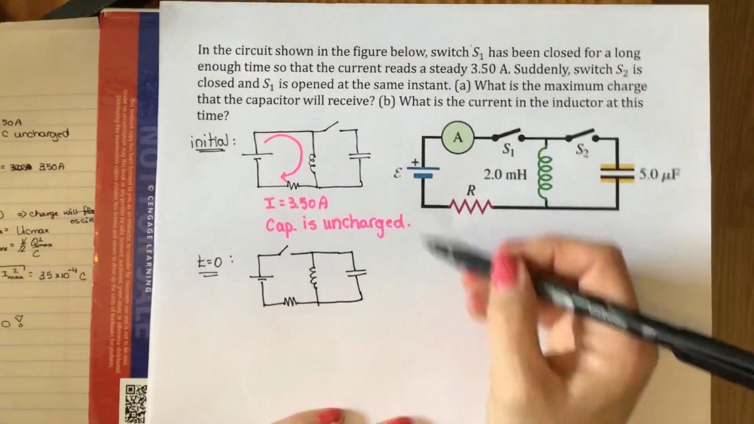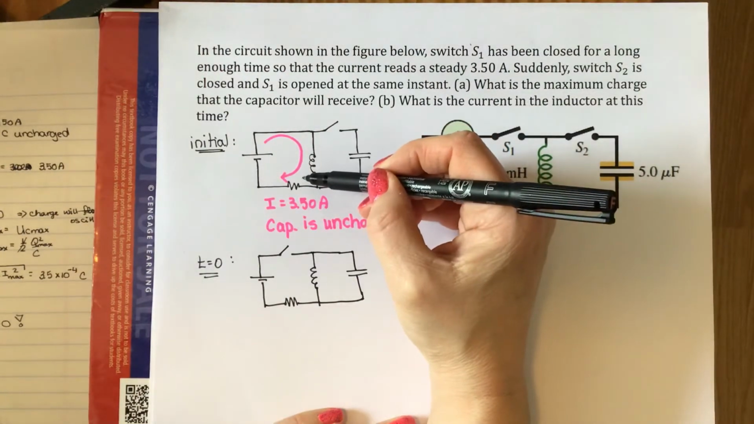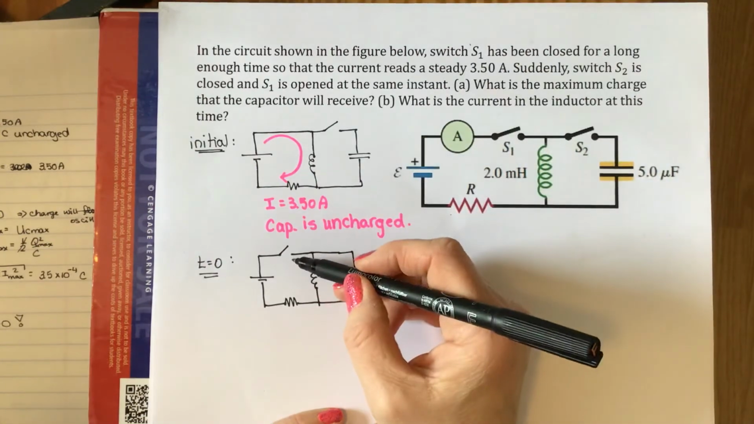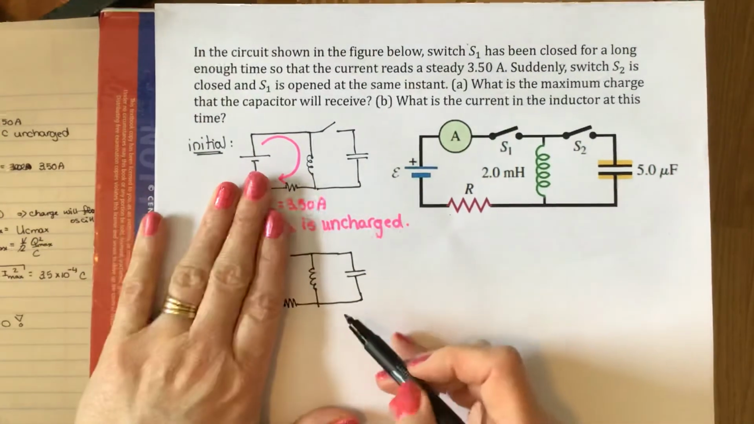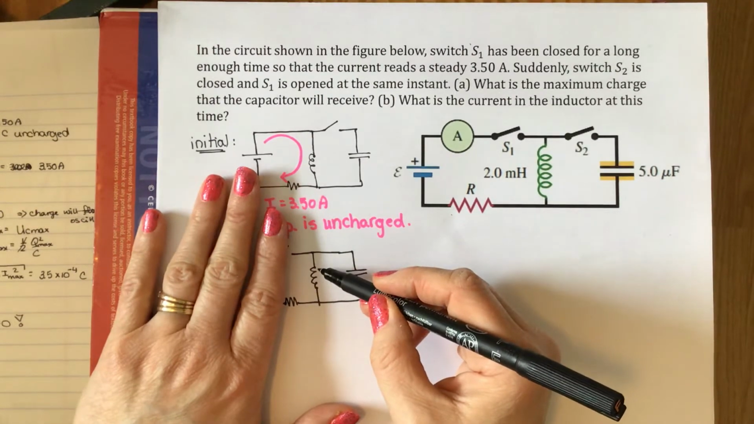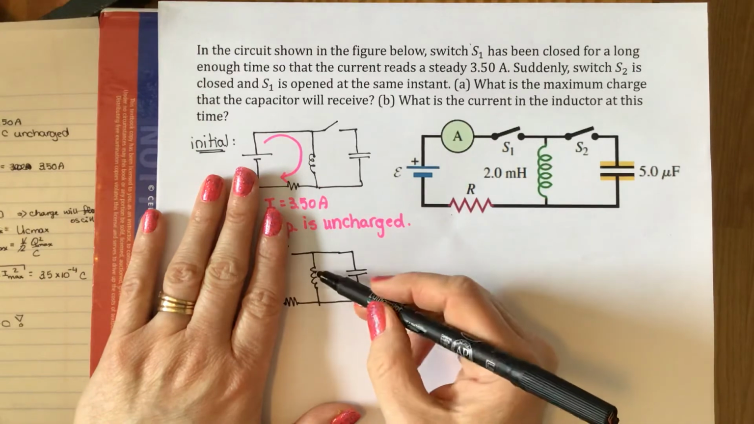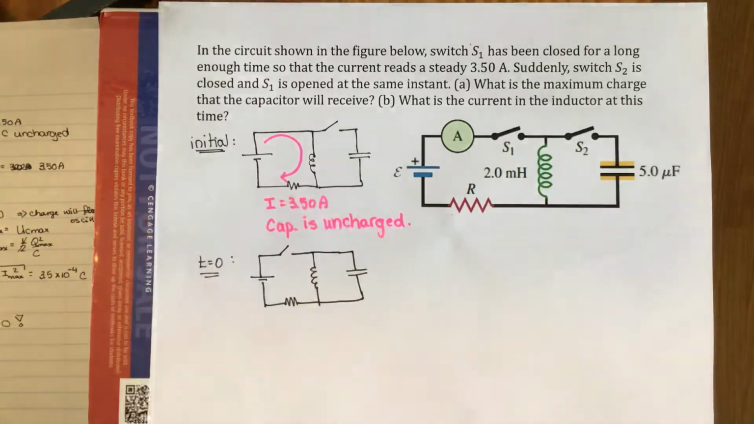So what's going on here is that the inductor has a current of 3.5 amps running through it. When this switch is opened, this branch is no longer part of the circuit. This inductor has a current of 3.5 amps, and it will eventually start to change as the capacitor starts to charge up, but it won't change immediately because an inductor opposes the change.